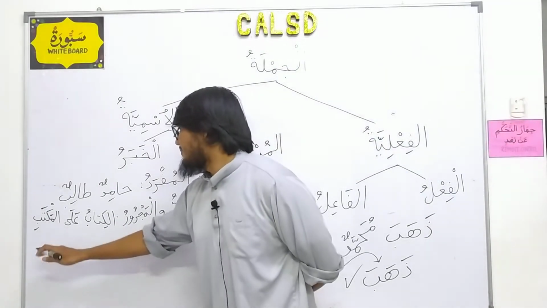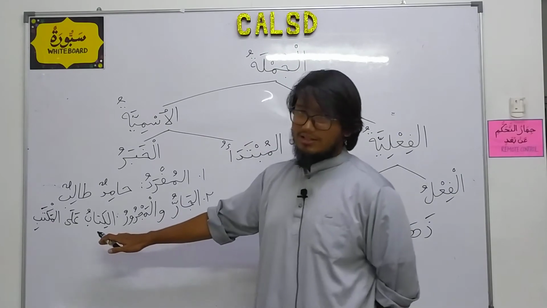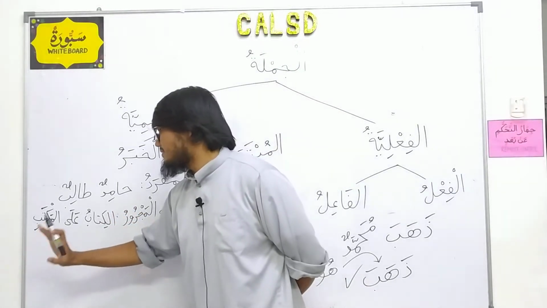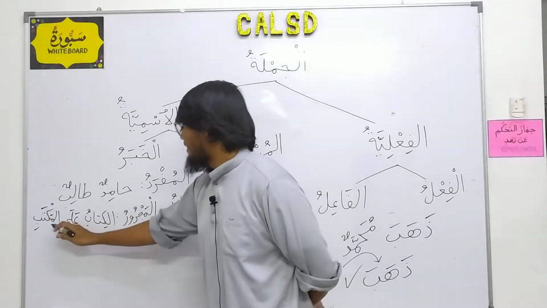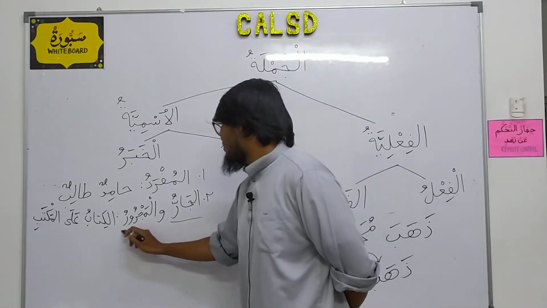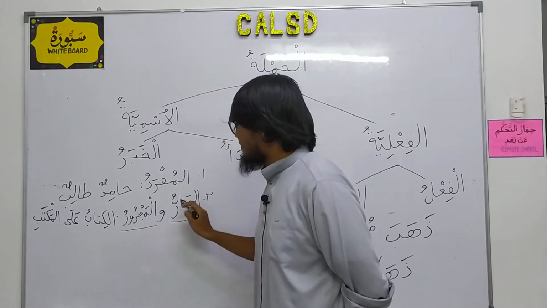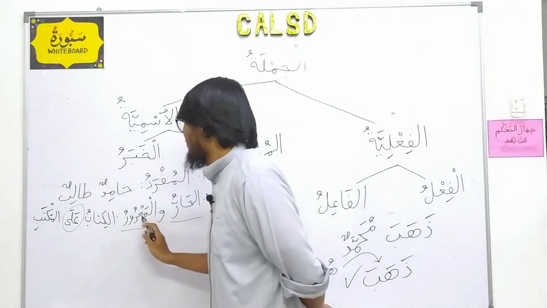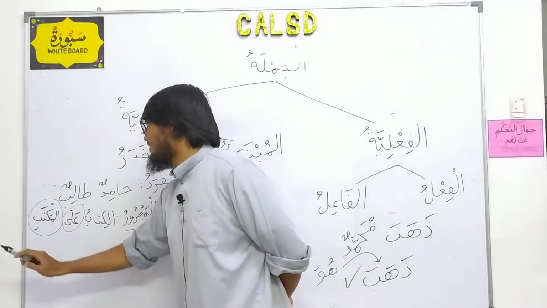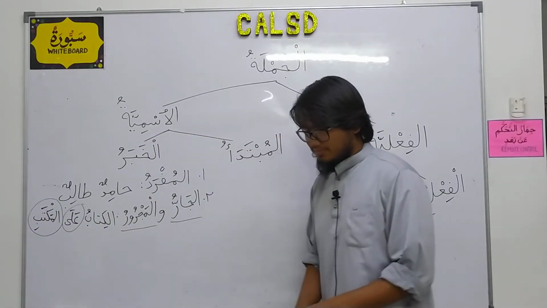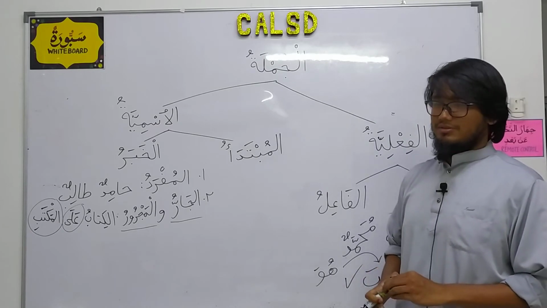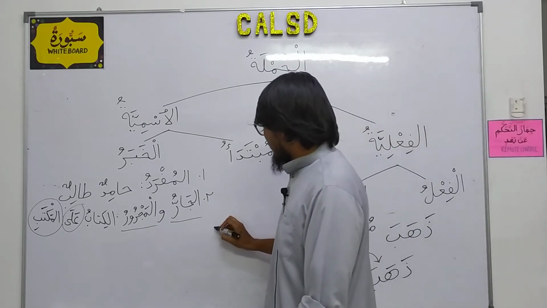So al-kitabu ala al-maktabi. Al-kitabu is the mubtada, basically the subject. Ala al-maktabi is the khabar. So what it means by al-jar wa majrur, jar is basically ala, majrur is basically al-maktabi, the one with the kasrah. So that's majrur.